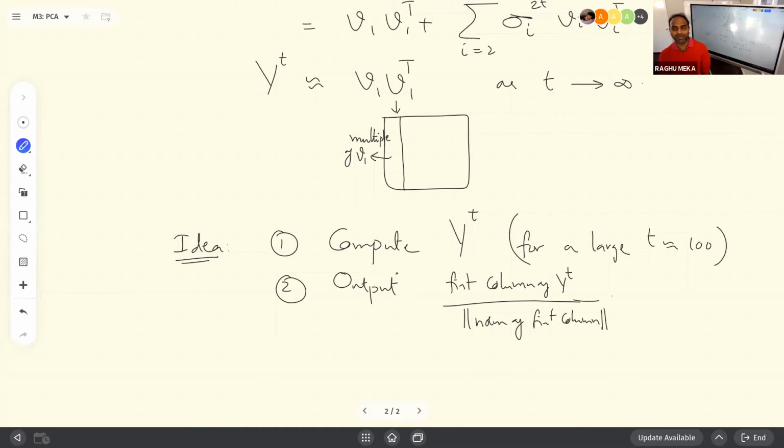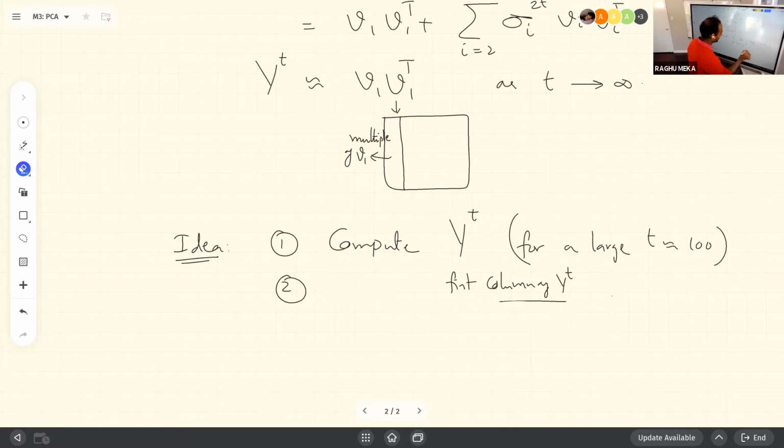Okay, I'm just normalizing the first column, and if this approximation is very good, then presumably what I'm getting out should be close to the first right singular vector, v1. Okay? Make sense? Alright, so let me break it up into one more step just to make things a little more evident.